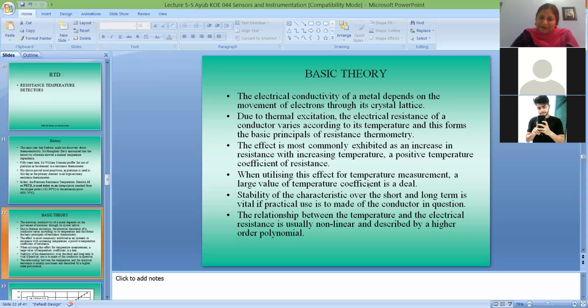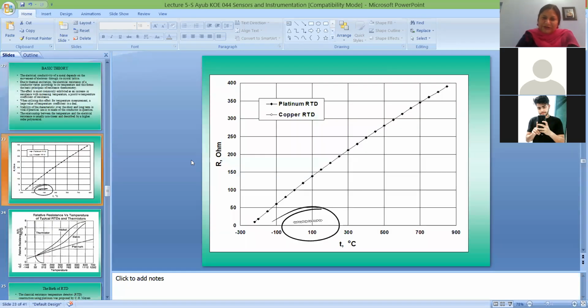When utilizing this effect for temperature measurement, a large value of temperature coefficient is ideal. Stability of the characteristic over the short and long term is vital, if practical use is to be made of the conductor in question. The relationship between the temperature and the electrical resistance is usually non-linear and described by a higher order polynomial. You cannot see a graph which is linearly varying, it is not giving you a direct proportion of temperature and resistance. It is non-linear and gives you a higher order polynomial, so calculation becomes a little tough.